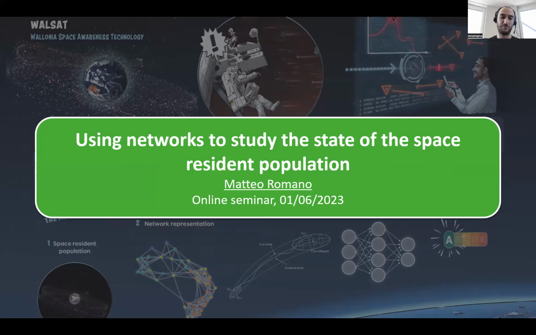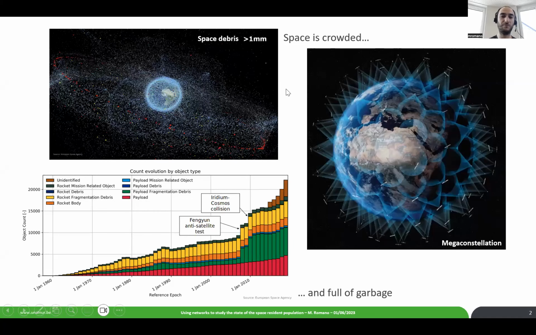But basically, why space? Because space is the last environment that we have polluted as humanity. We use space related services every day, like satellites, GPS, communications, and everything. However, all of this comes at a cost, the cost of crowding space with a lot of objects.